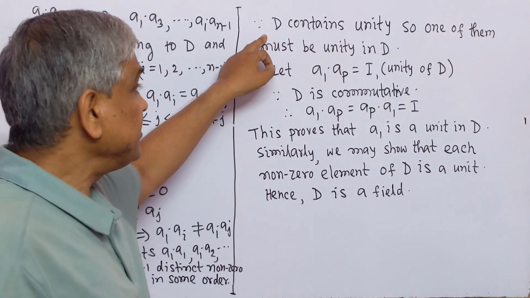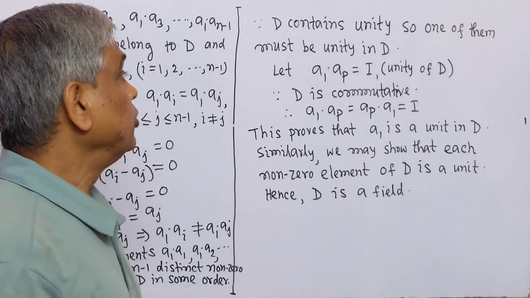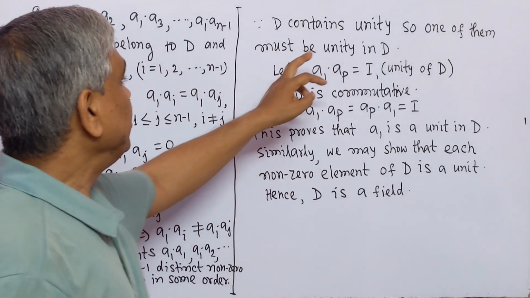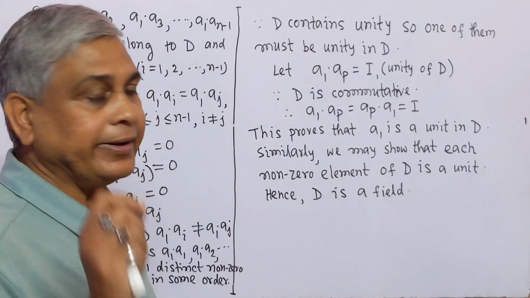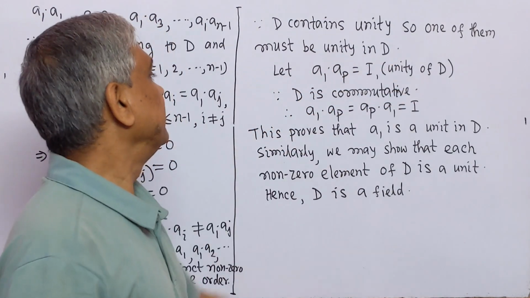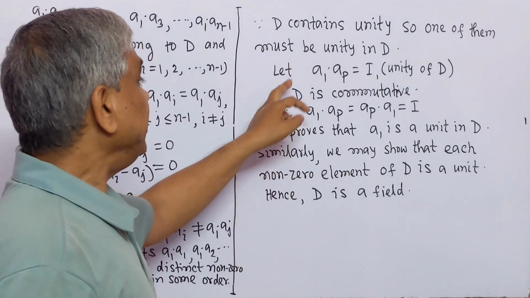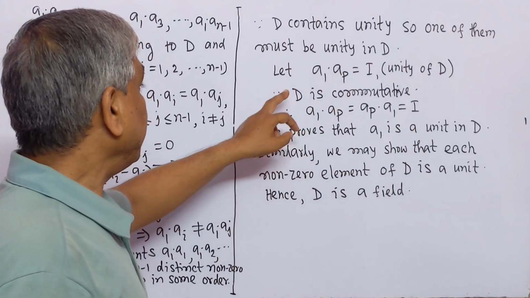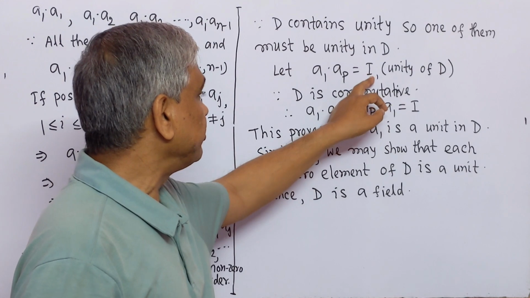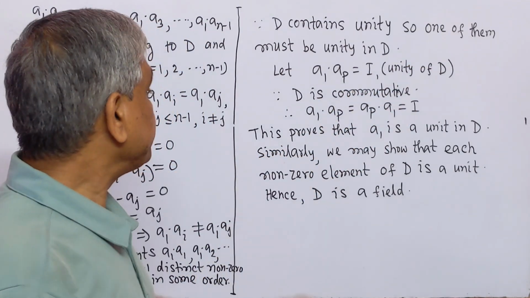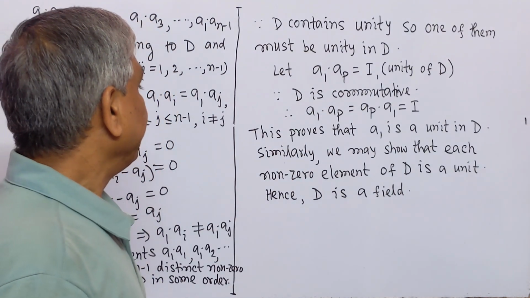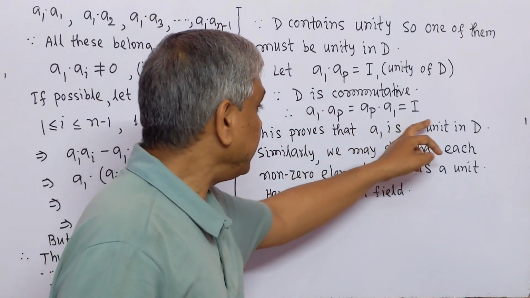Since D contains unity, so one of these elements must be unity in D. Let a1·ap equal to unity. Since D is commutative, therefore a1·ap equal to ap·a1 equal to unity. This proves that ap is the inverse of a1. That means a1 is a unit in D.